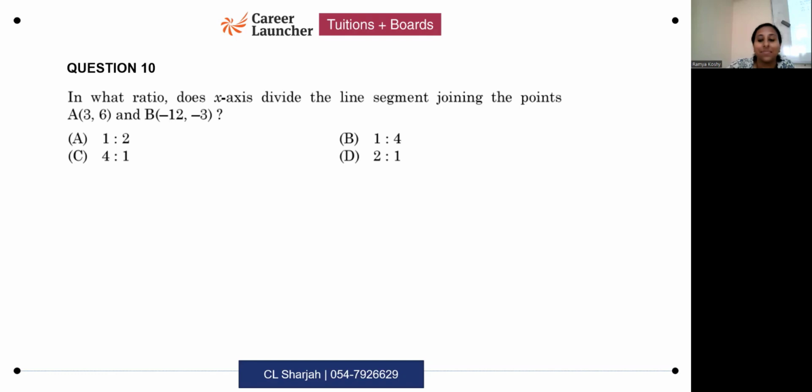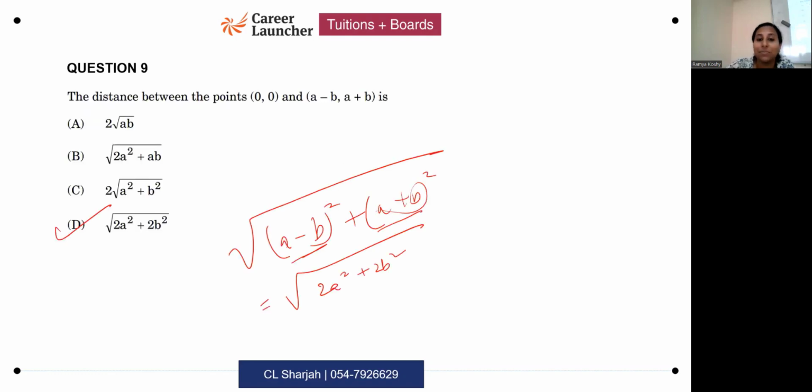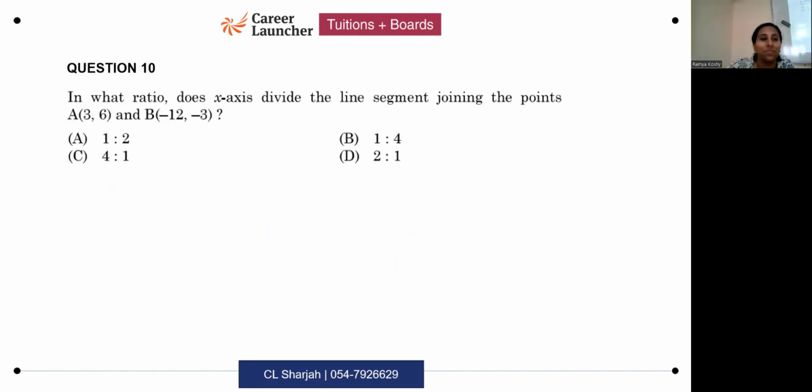Now, what was the answer for the previous question? Option D. There's a shortcut, yes. Solve and do. This is not very easy to simply get, unless you have drawn the graph a little bit and you're getting an idea.